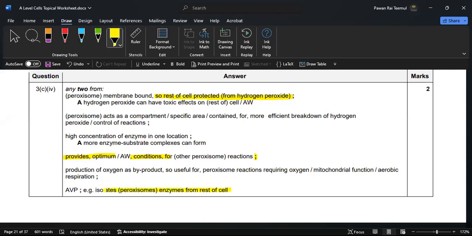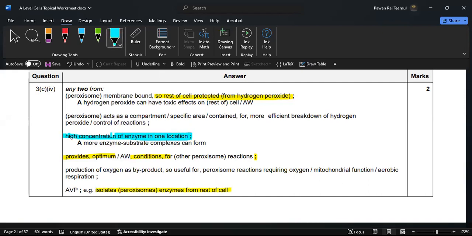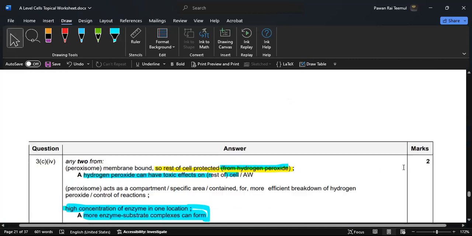Yeah, that's what I put, but in alternative wording, so that the enzyme catalase does not leak out into the cell. These answers are very interesting, like maintaining a high concentration of enzyme in one specific location so the reaction can occur faster. More enzyme-substrate complexes can form, and hence the reaction can occur faster. And the rest of the cell is protected from hydrogen peroxide. Maybe hydrogen peroxide can have a toxic effect on the cell. Essentially that.